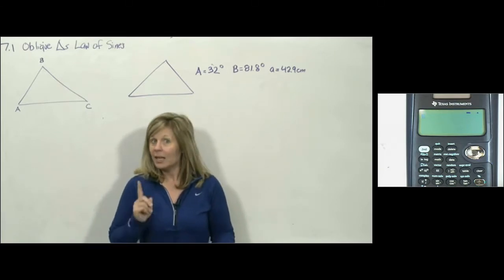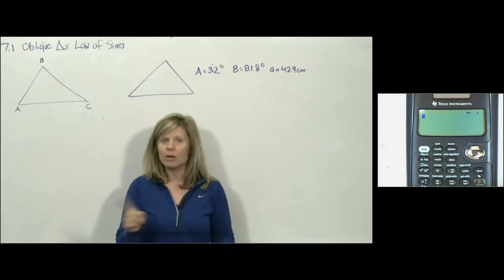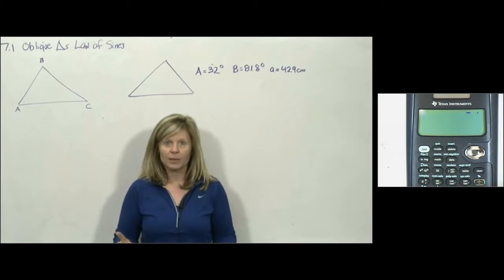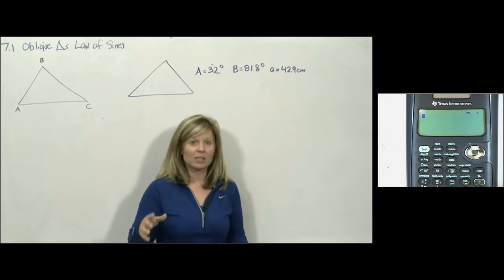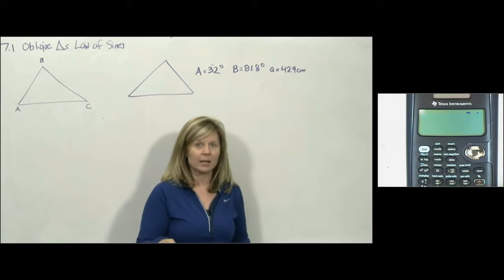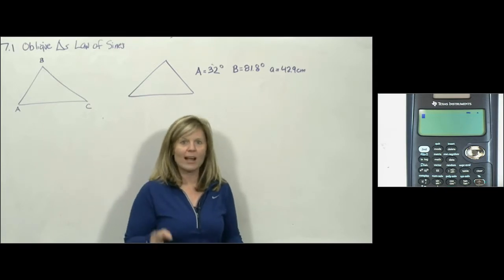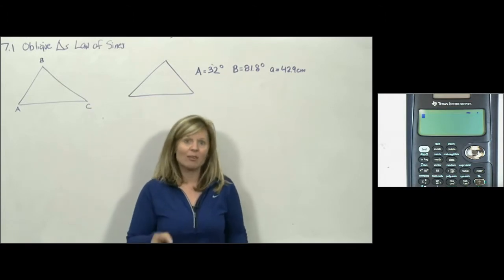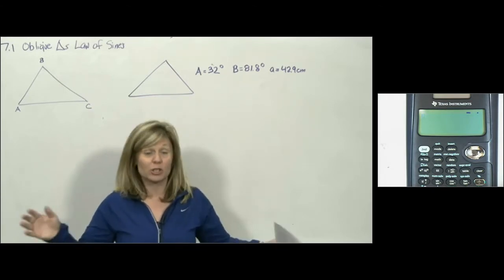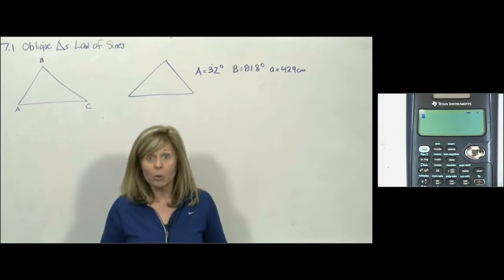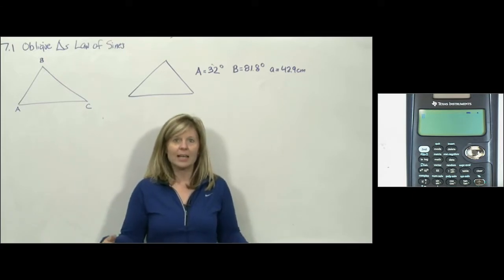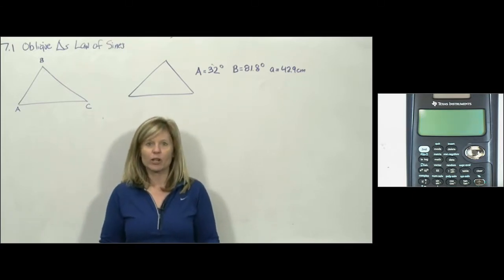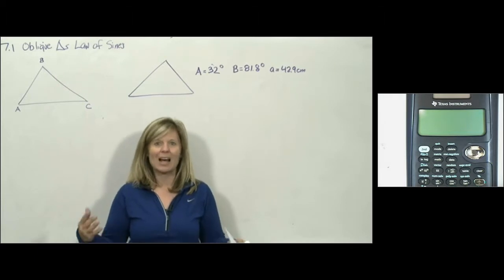First thing, if you are not a right triangle, you cannot use the Pythagorean theorem. I need to state that up front because a lot of times that's where our mistakes are made. If you do not have a right triangle, you cannot use the Pythagorean theorem. If you do not have a right triangle, you cannot use SOHCAHTOA. So what we have to learn today is how we're going to apply trigonometry to a triangle that's not right.